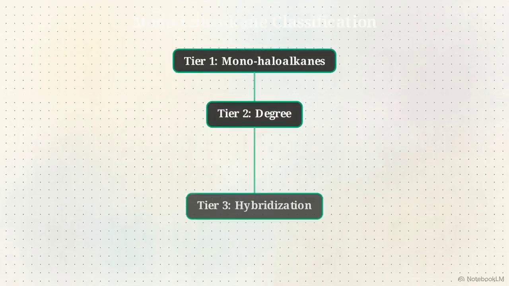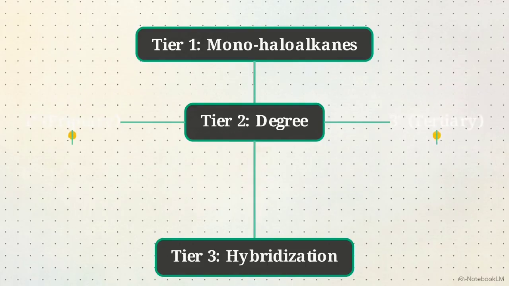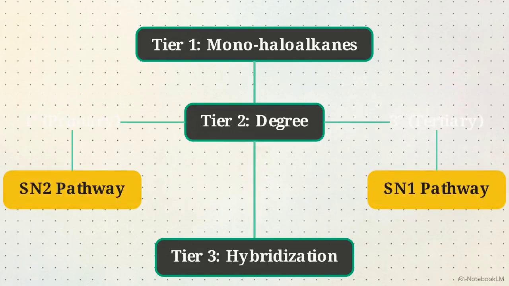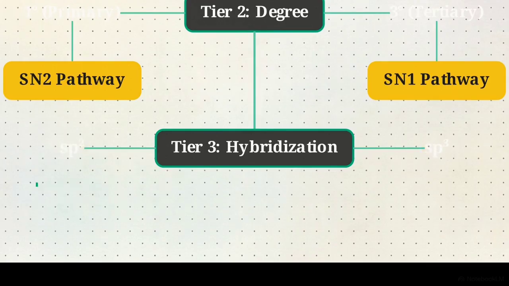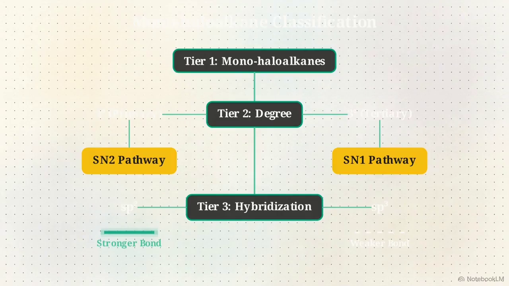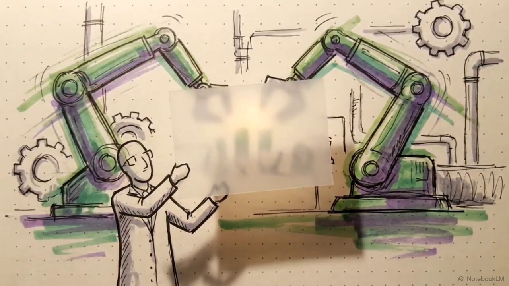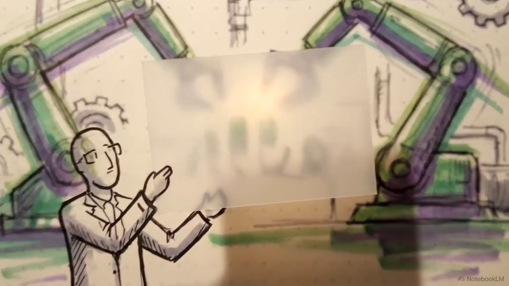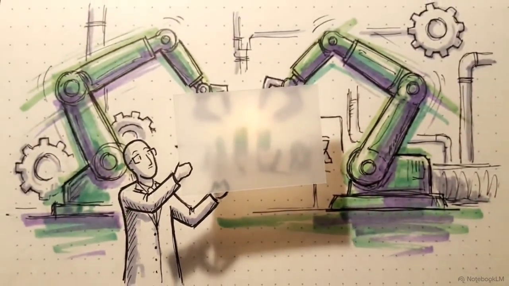Combining halogen count, degree, and hybridization creates a complete structural map. Knowing a molecule's tier 2 degree predicts its reaction pathway, SN1 or SN2. Tier 3 hybridization predicts bond stability, since an sp2 bond is much stronger than an sp3. This system is a predictive tool. It gives scientists the precise vocabulary to control chemical outcomes and design the specialized materials we use every day.